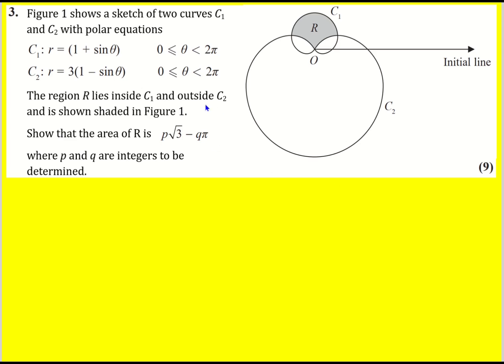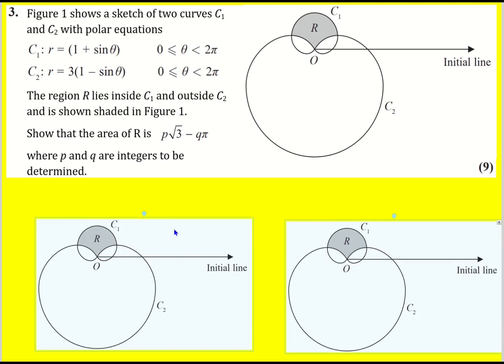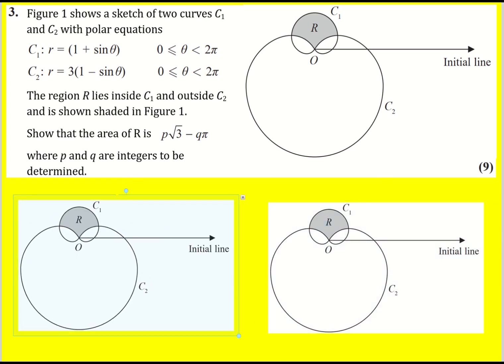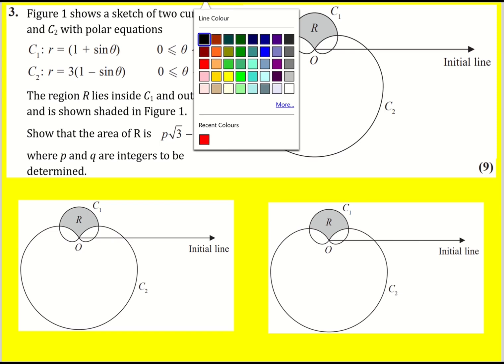Two polar regions here, and we're asked to find the area of the region inside the curve C1 but outside C2. In fact, to show that it's p root 3 minus q pi. So how are we going to do this? It's going to be an integration.